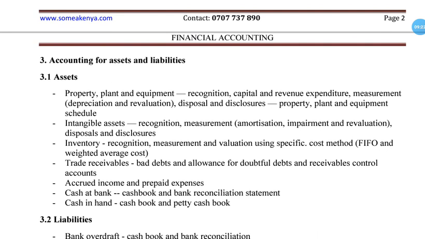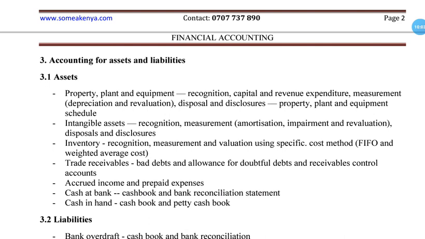We shall go through accounting for assets. Assets, you have property, plant and equipment, the PPE. So we shall learn the recognition, capital and revenue expenditure, measurement, depreciation and revaluation, disposal and disclosure, property, plant and equipment schedule. We call them the fixed asset movement schedule. We shall prepare that.